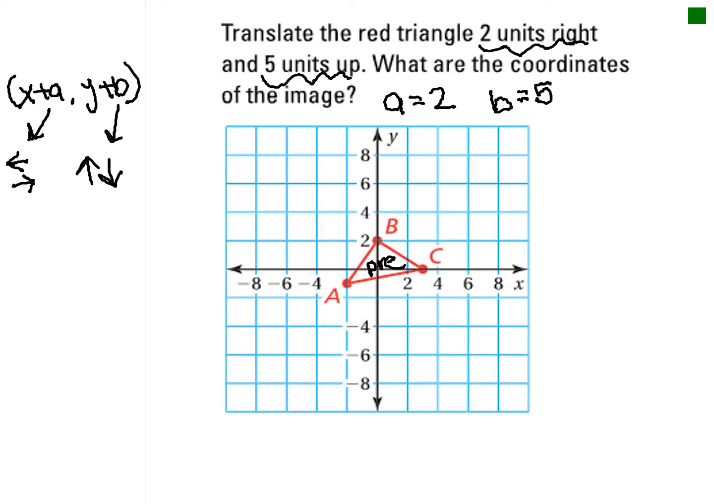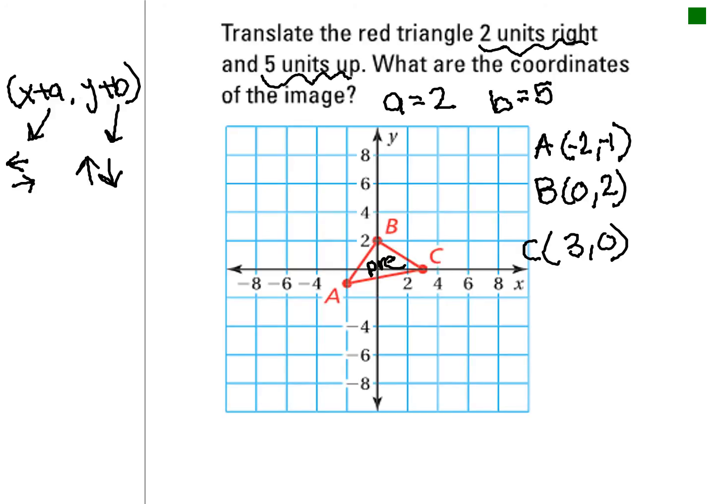Now you might be thinking to yourself, I don't have the ordered pairs, so how am I going to do this? You write out the ordered pairs. Let's go ahead and start with A. A's ordered pair, our units are going by 2, so it goes (-2, -1). B's ordered pair goes (0, 2). C's ordered pair goes (3, 0). Now, all you have to do is, for all the x's, add 2 because that's A, and for all the y's in the ordered pair, add 5.